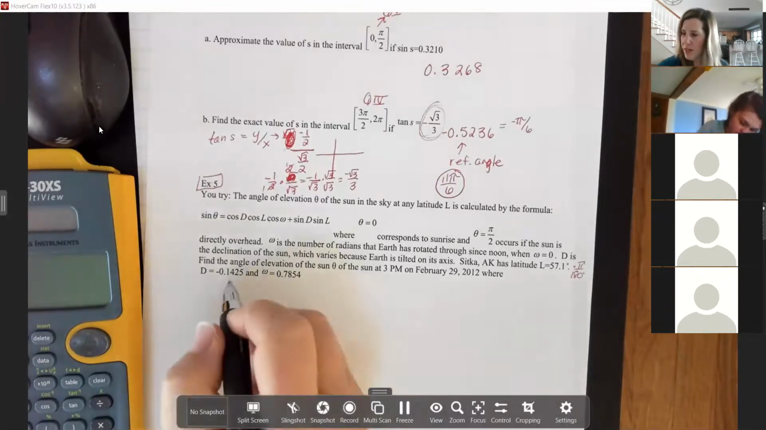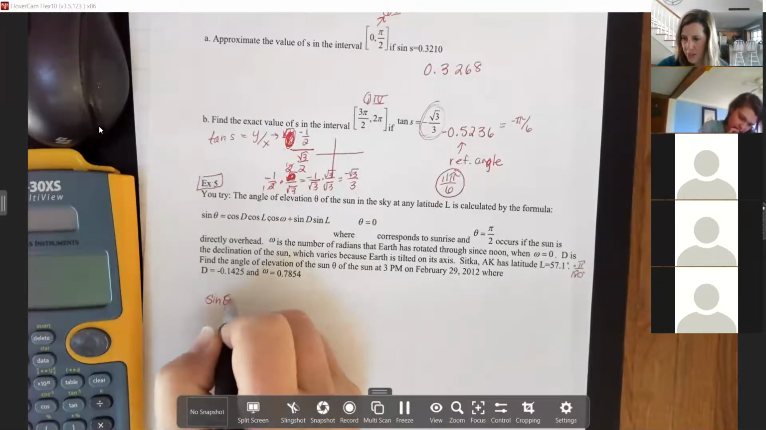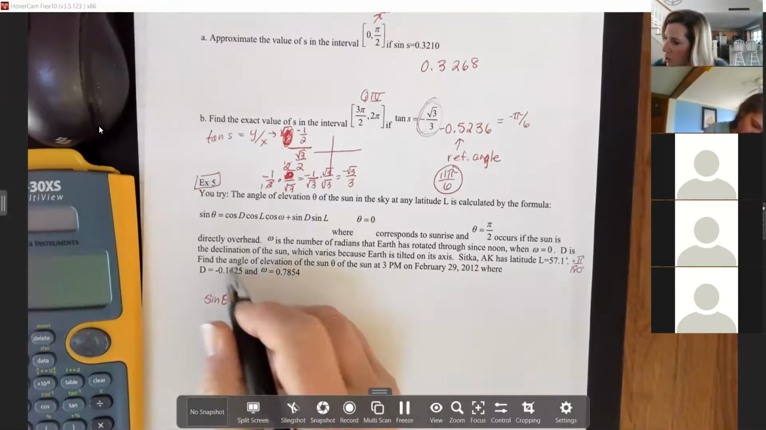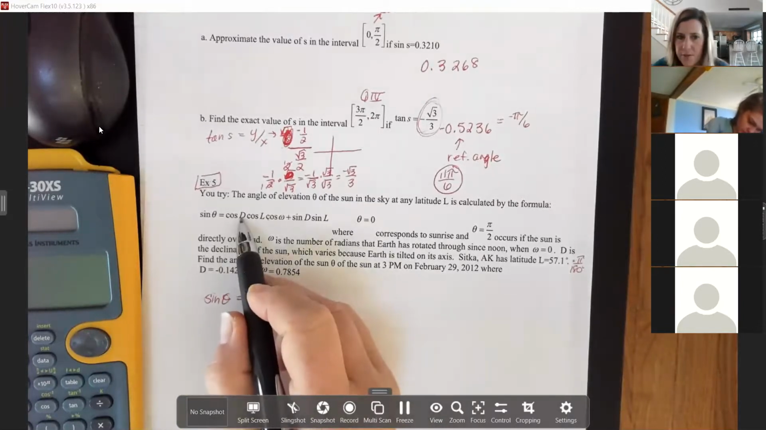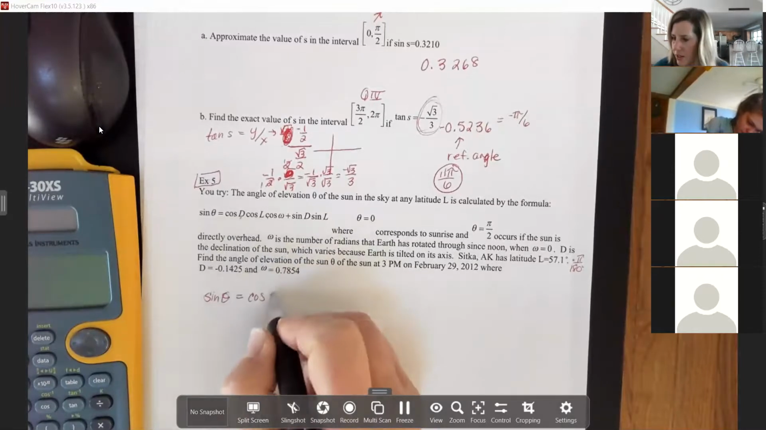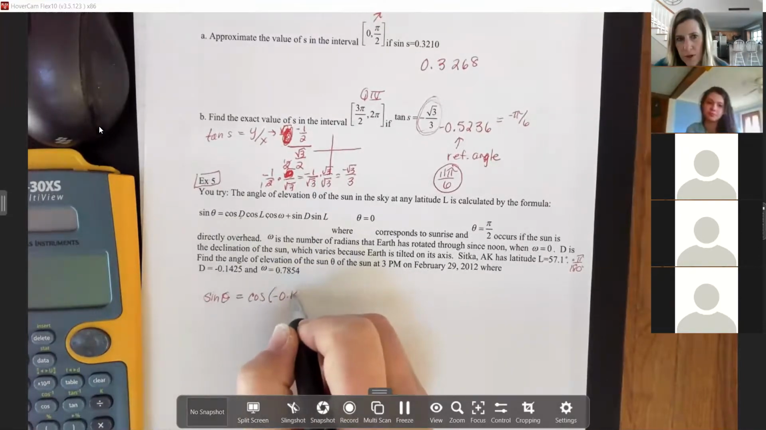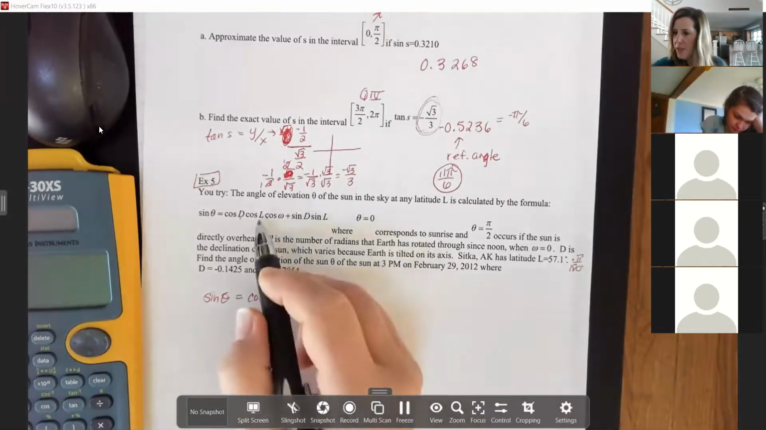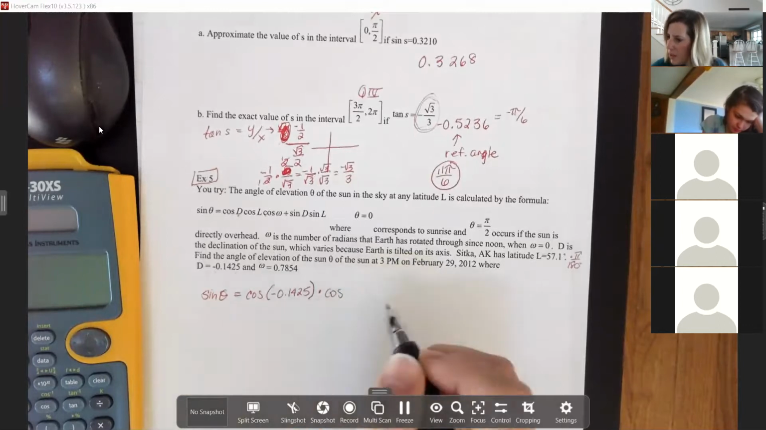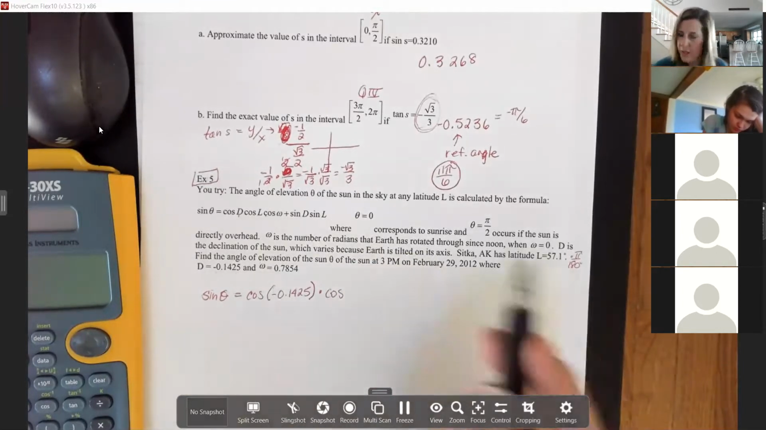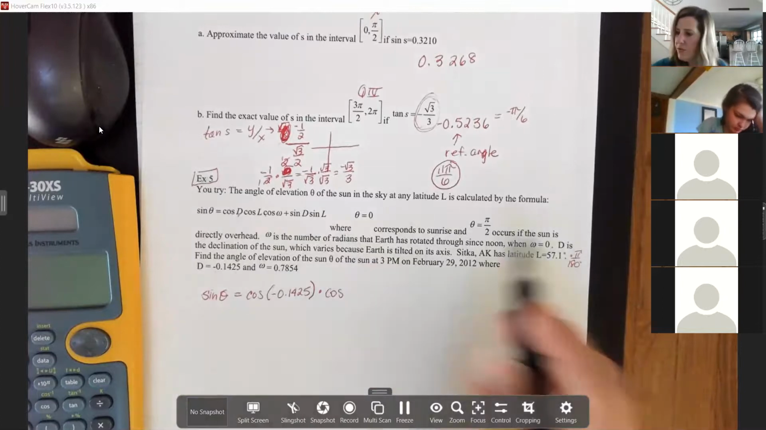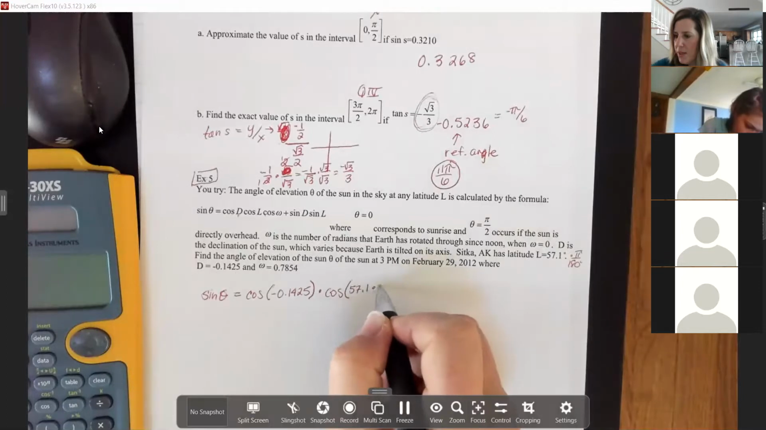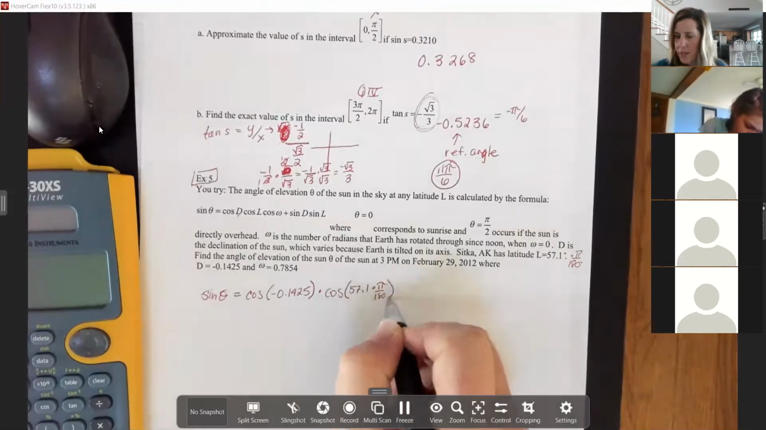So if you plug this all in, this says the sine of theta equals cosine, and it says of D, but D I have here. So negative 0.1425 times the cosine of L, and L was the one we just converted. So I could put that in parentheses as the 57.1 times pi over 180. Does that make sense?